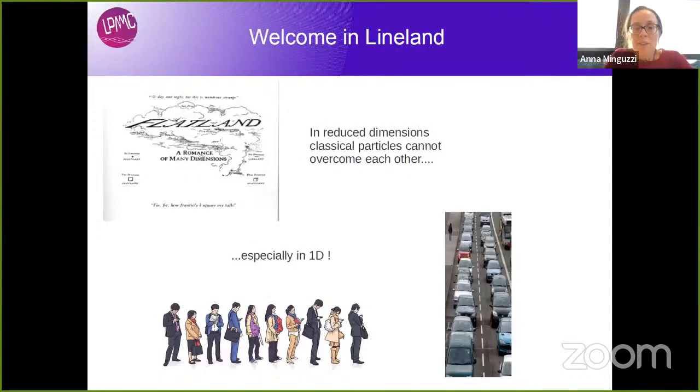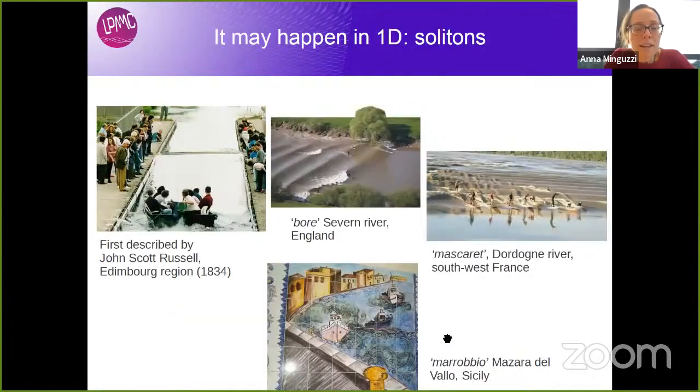As you know, even classical particles have constrained motion in 1D, and it is the regime where interactions and correlations are the strongest. So this is a regime very challenging to study also in the quantum regime. The other thing that I would like to mention, because it will appear later in the talk, is that in one dimension there are some types of excitation that are very peculiar, and these are the solitons.